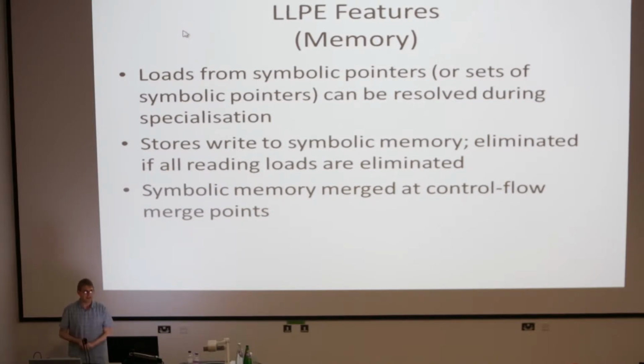So these symbolic pointers that we're passing around within our specializer, loads from those symbolic pointers can often be actually resolved during specialization in order to eliminate memory operations during the specialization phase, and thus get those out of the way now, and so they're not in the specialized program at all. And stores that write to symbolic memory can be proven to be unnecessary in the specialized program whenever we manage to eliminate all readers from them.